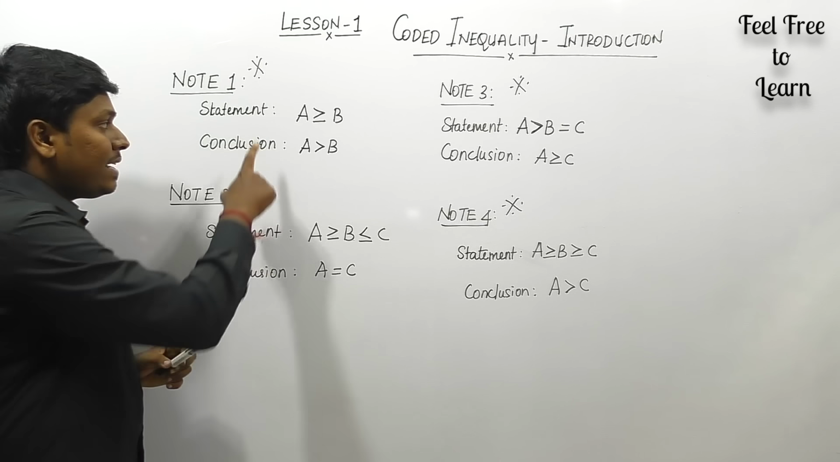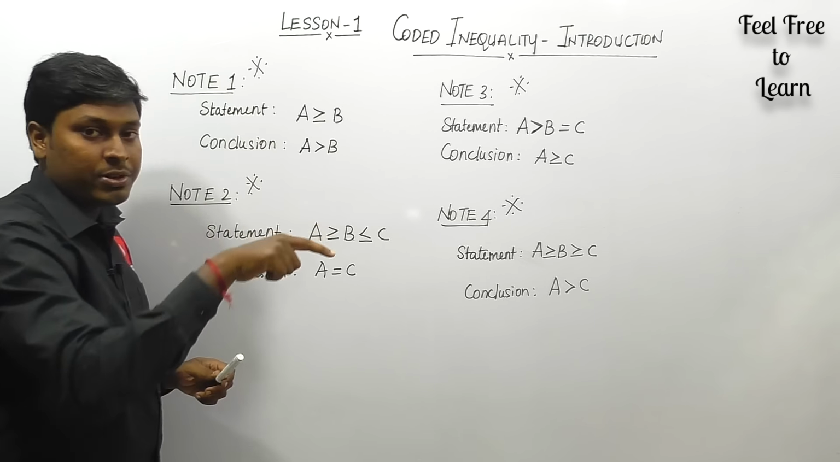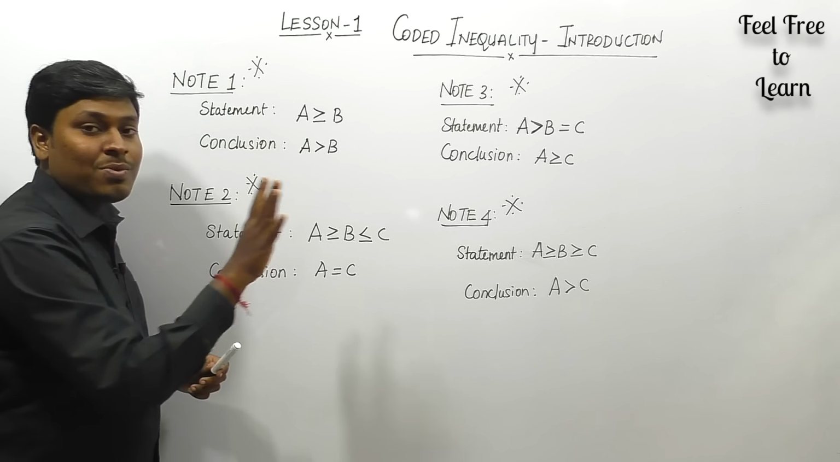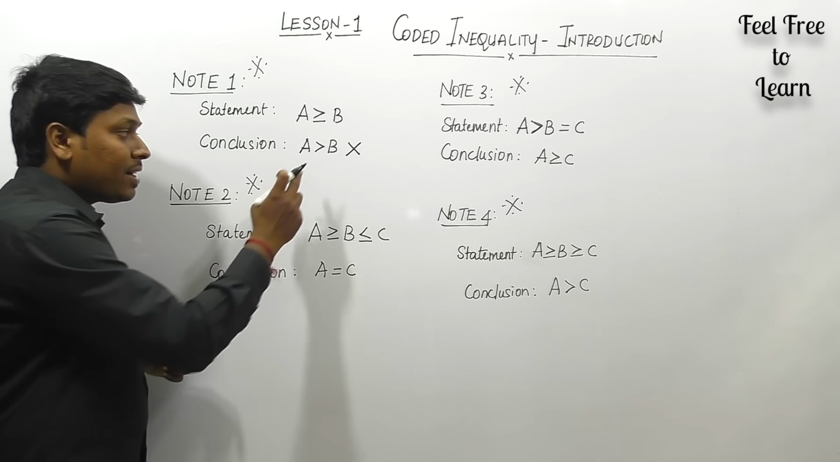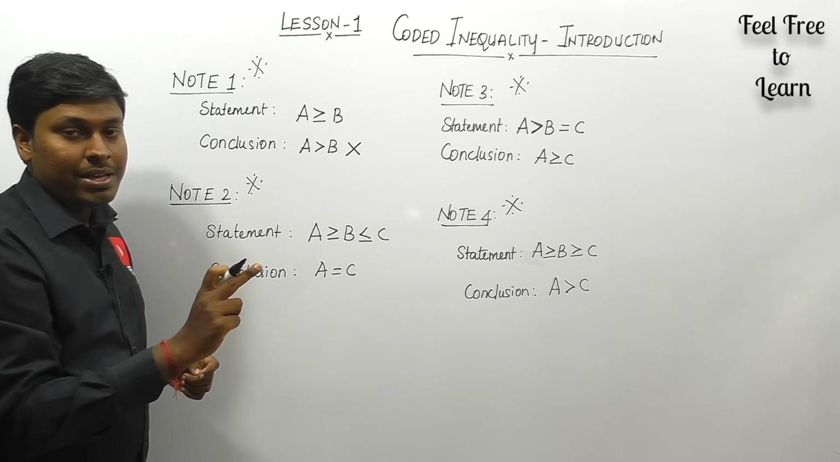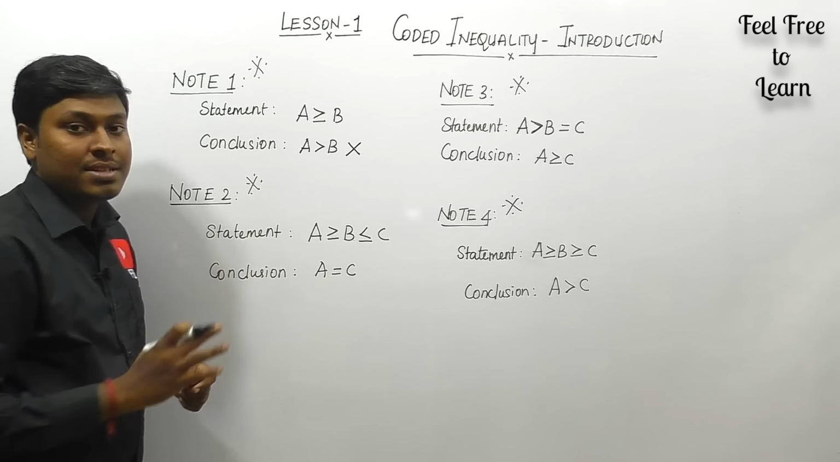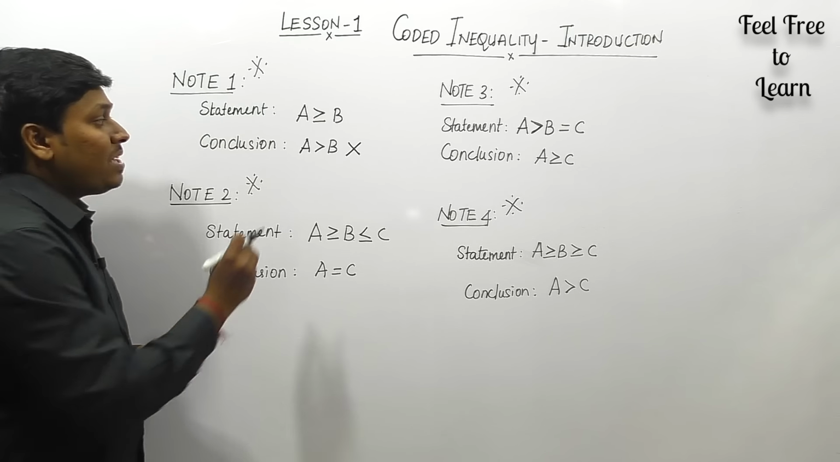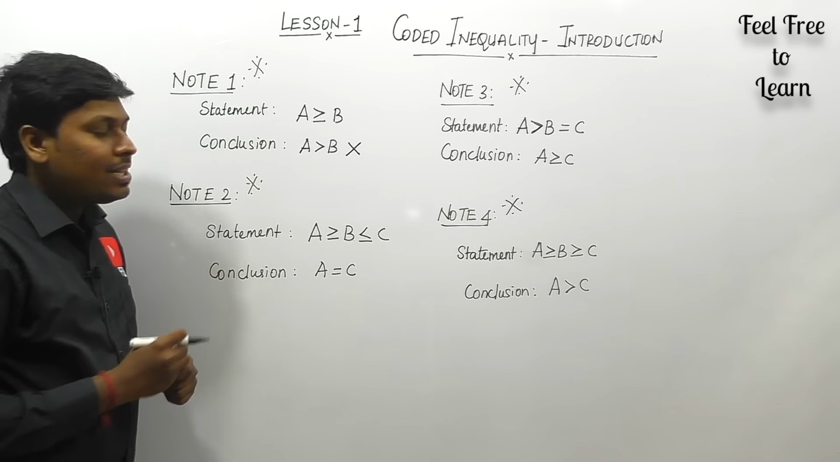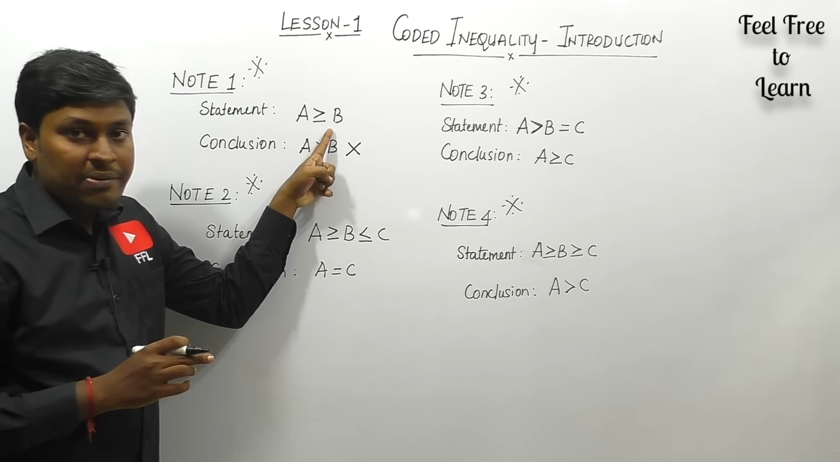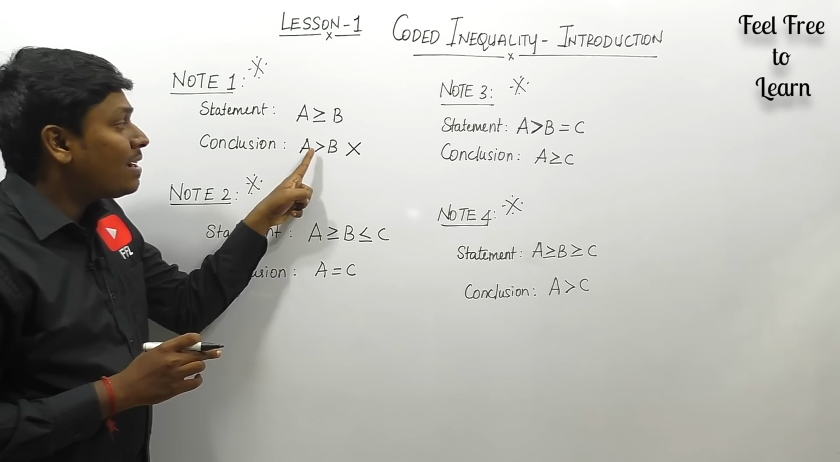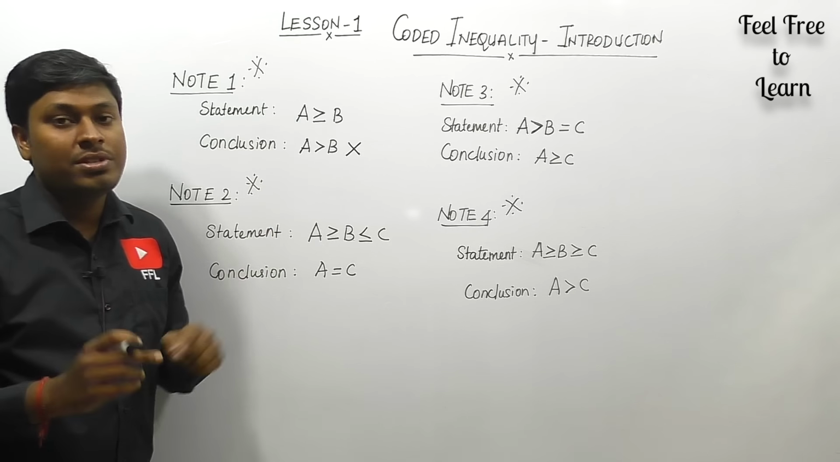Listen carefully, the statement says A greater than or equal to B, right? And now the conclusion says only A greater than B. So we need to say the conclusion is false. If the conclusion is A greater than or equal to B, then we can say that statement and conclusion are correct. Friends, got it? In the given statement, it is A greater than or equal to B, but the conclusion says A greater than B. So we need to say the conclusion is false.